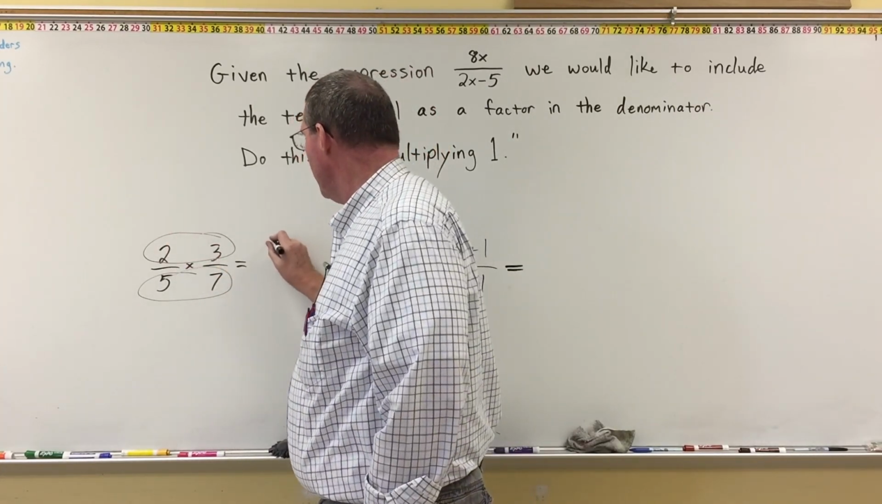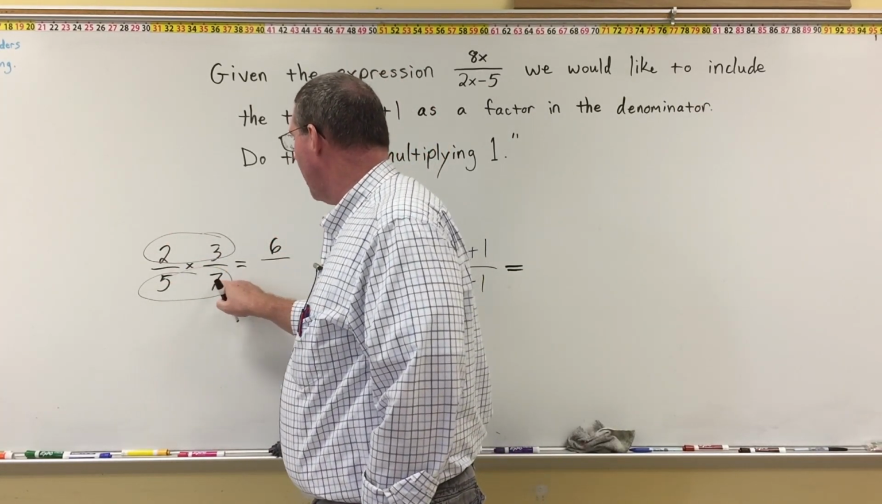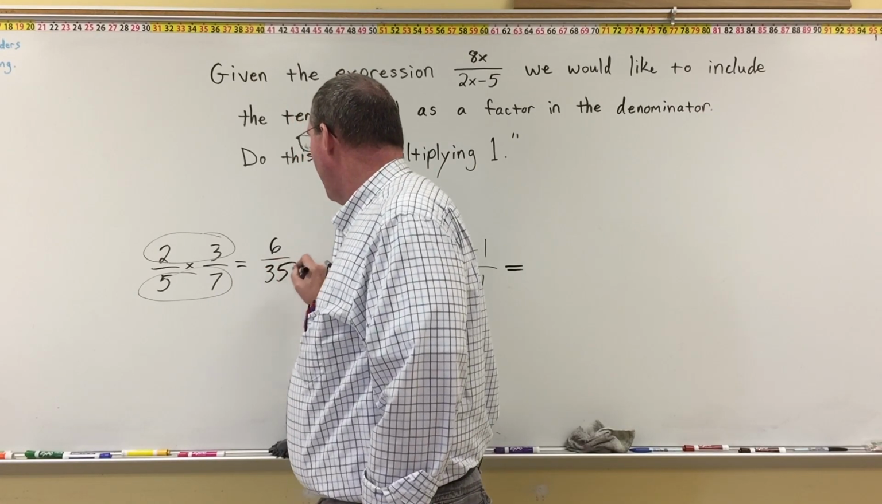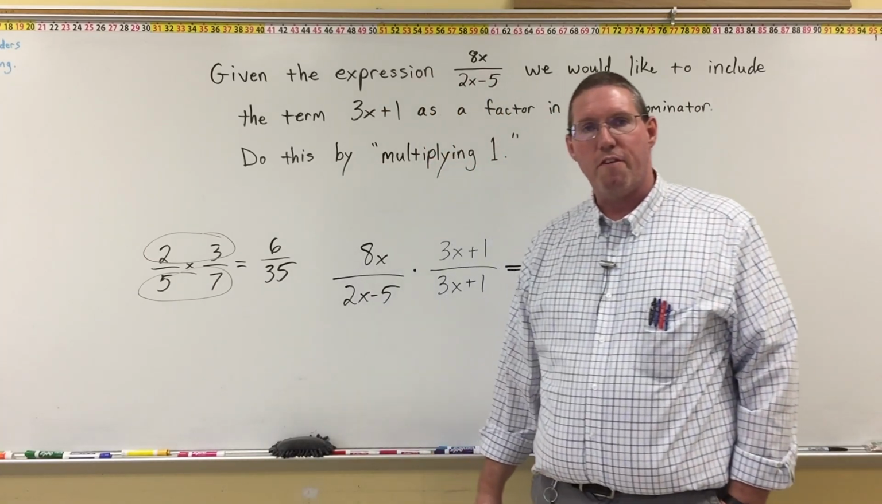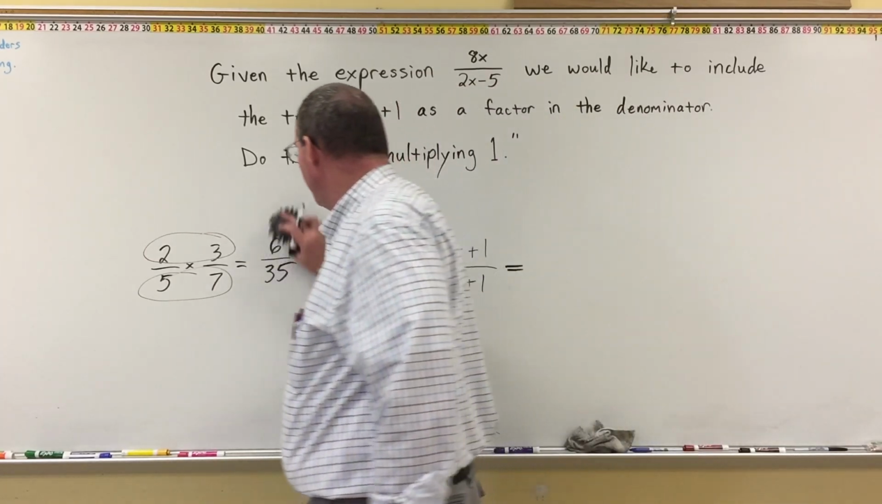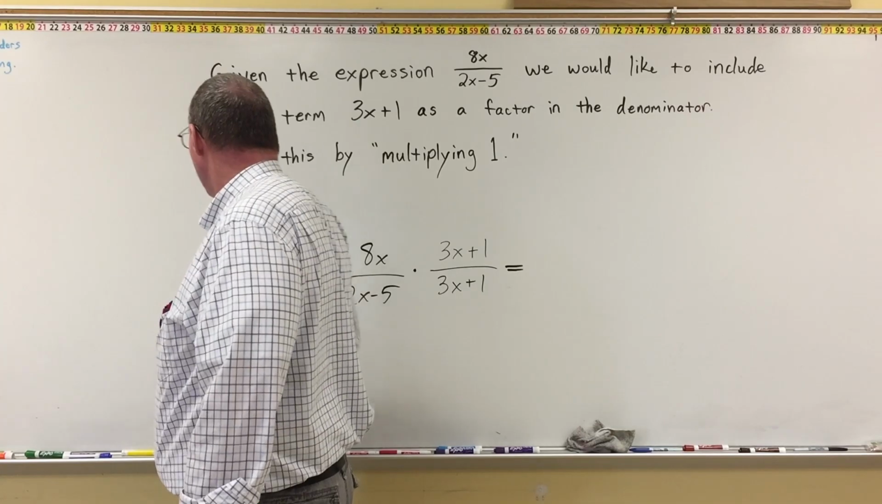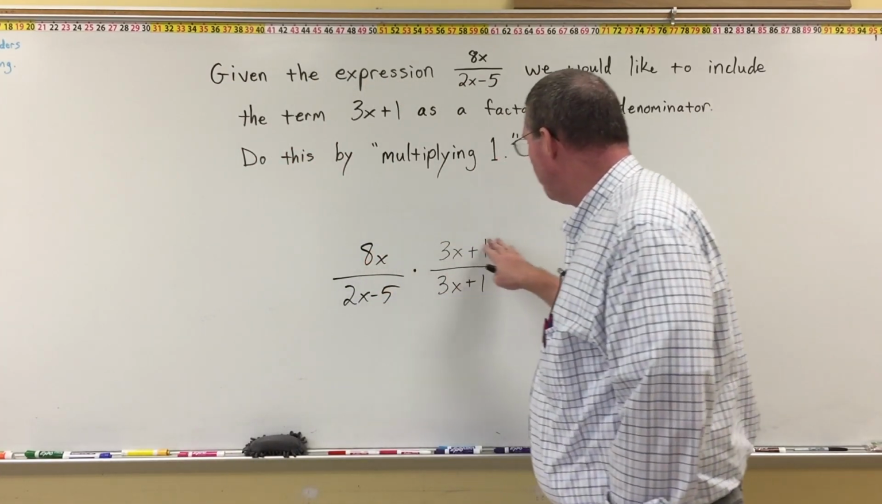2 times 3 is 6. 5 times 7 is 35. And therefore, 2/5 times 3/7 is 6/35. Okay? So that's what we're going to do here with this problem, is we're just going to multiply straight across.